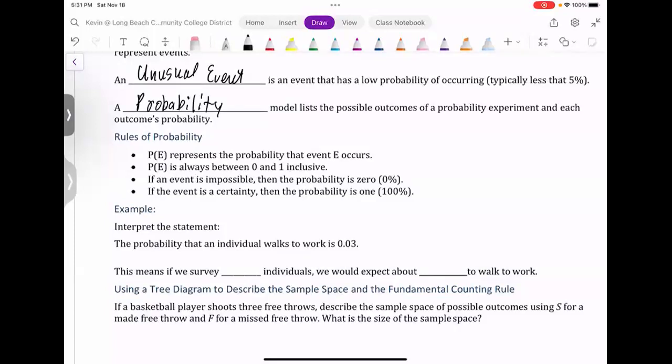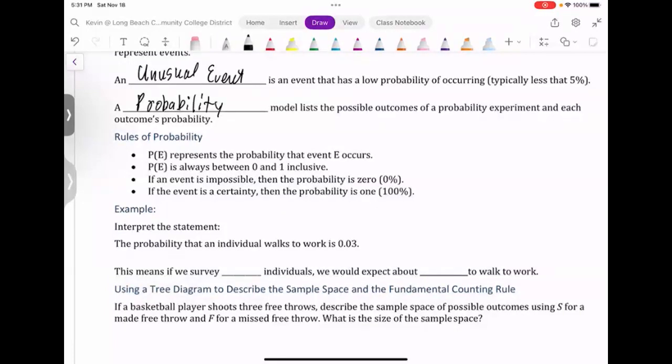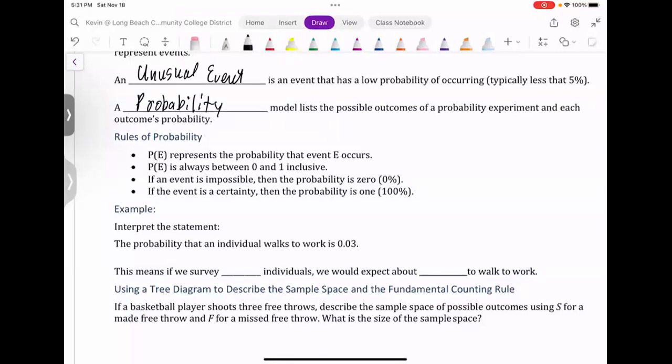And here are some rules of probability. P of E represents the probability that event E occurs. So, for example, flipping a coin, it would be P of heads, maybe. P of E is always between 0 and 1 inclusive, meaning it could be a 0 probability and it could be a 1 probability, meaning 100%. If an event is impossible, then the probability is 0%. If an event is a certainty, then the probability is 1 or 100%.